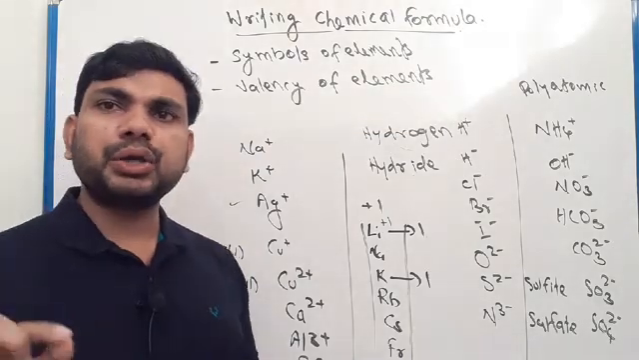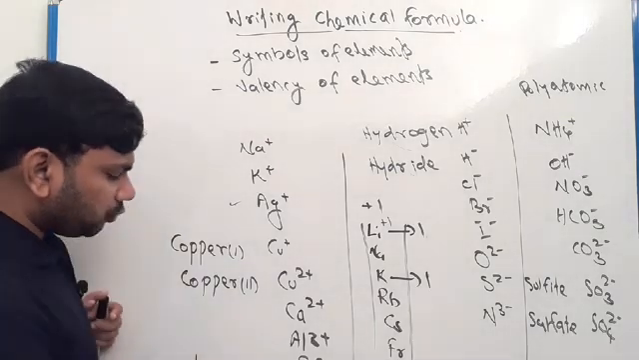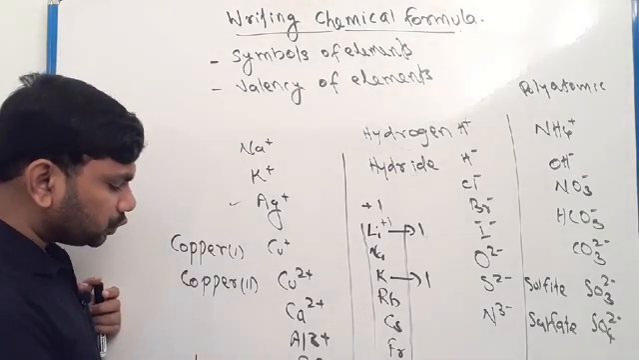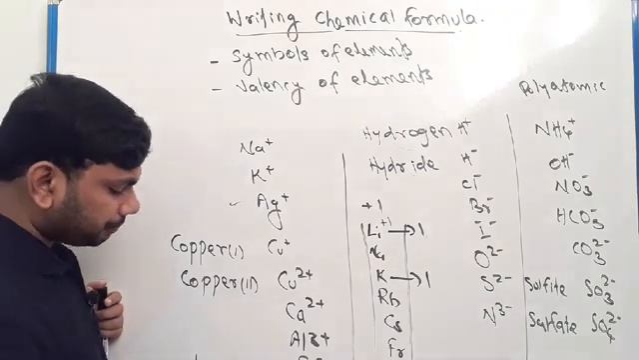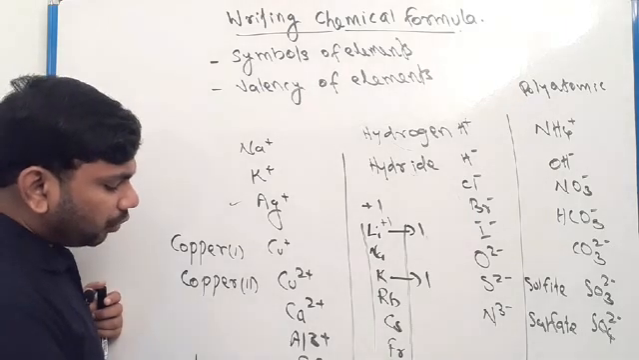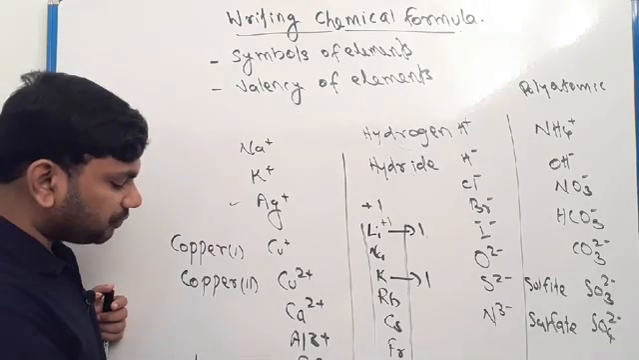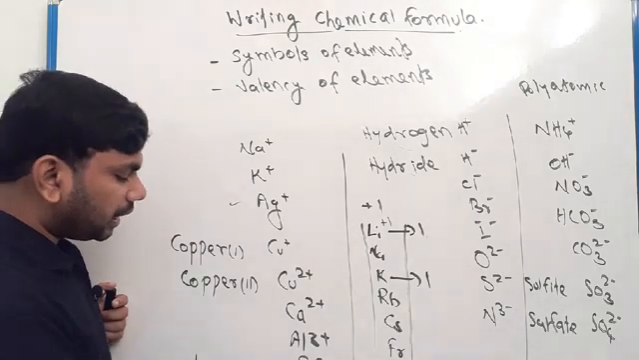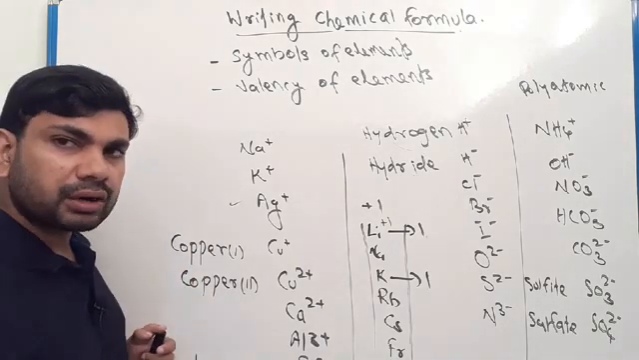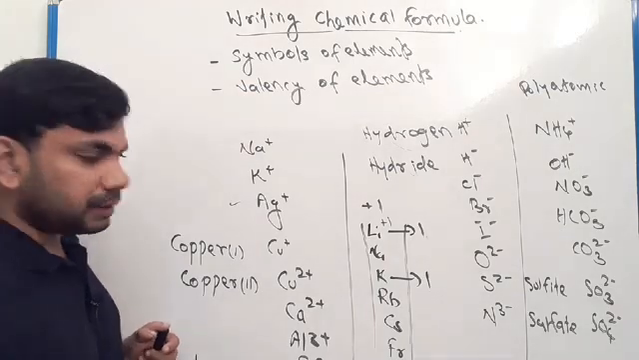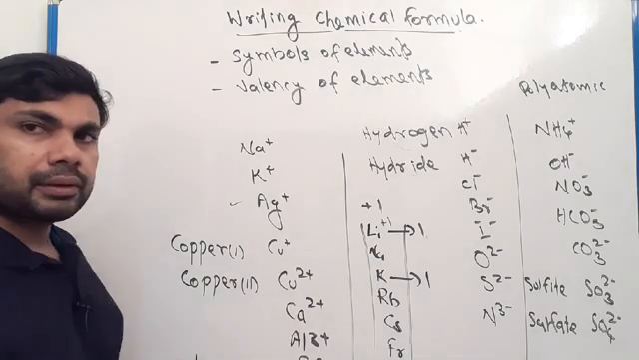For example, iron 2 and iron 3. This type of element we mention like this: iron 2 means iron with valency 2, so we write Fe2+. We use Roman numerals to write this type of charge: iron 2, Fe2+; iron 3, Fe3+. Similarly, copper shows more than one valency: copper 1, Cu+; copper 2, Cu2+.